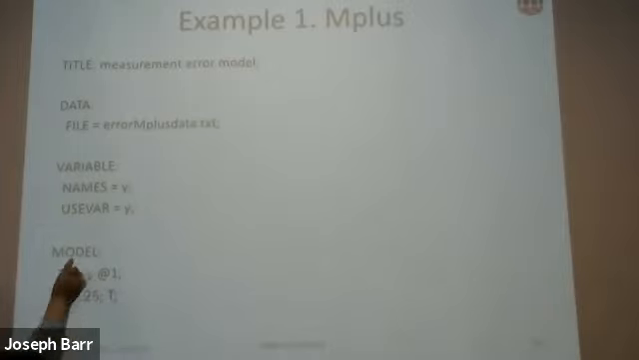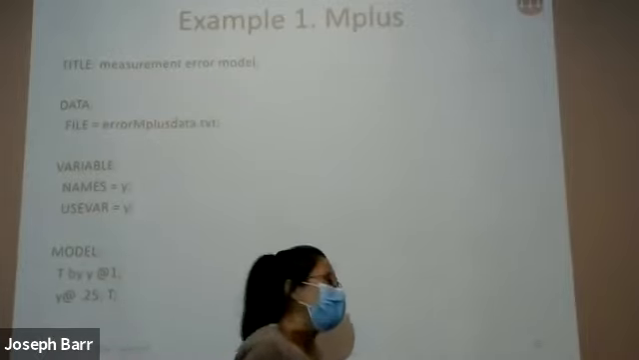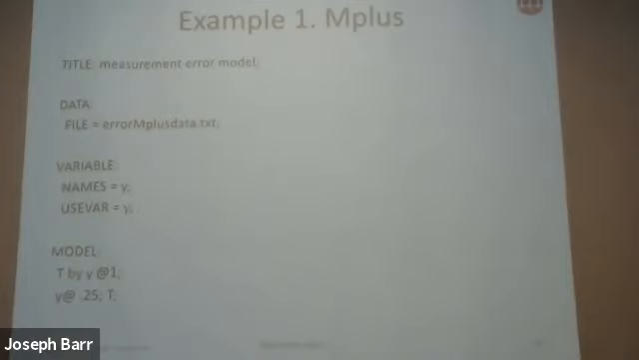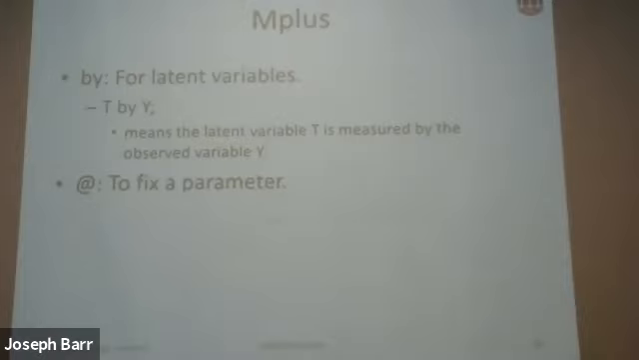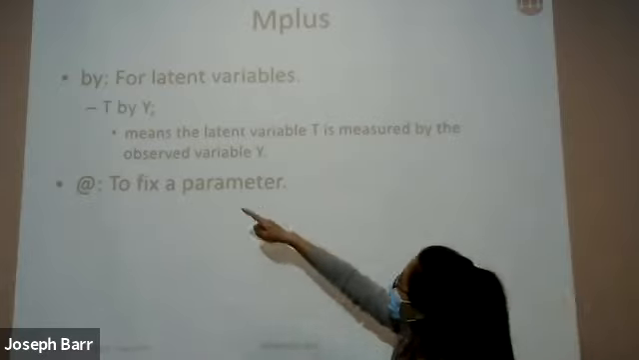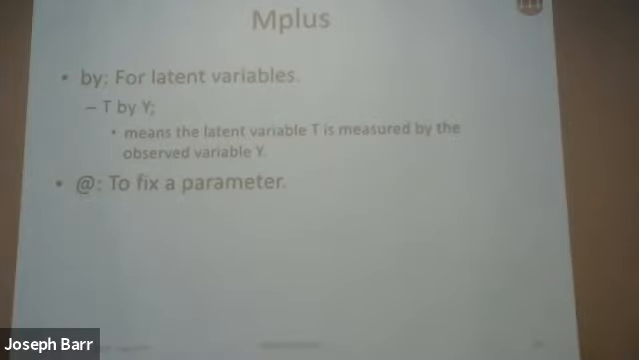And this one is fixed, just like in our code. The coefficient is fixed at 1. The variance of the residual Y is fixed at 0.25. We estimate the variance of T because we have one variable only. We cannot add more parameters. So this is the explanation for the Mplus code. T by Y means that T is a new variable measured by the observed variable Y. T is a latent variable. By using the at sign, we fix a parameter.